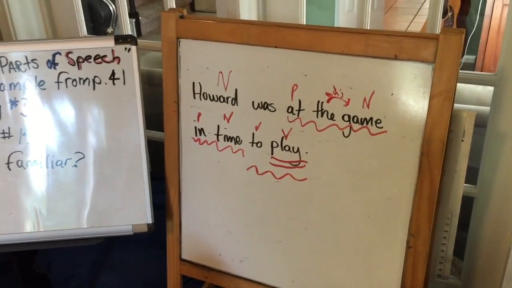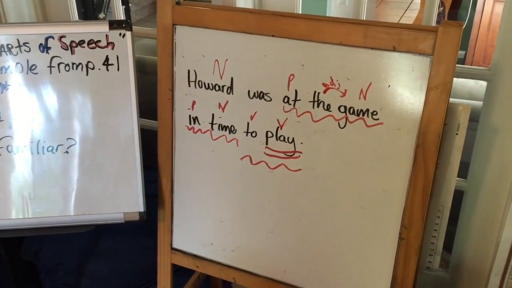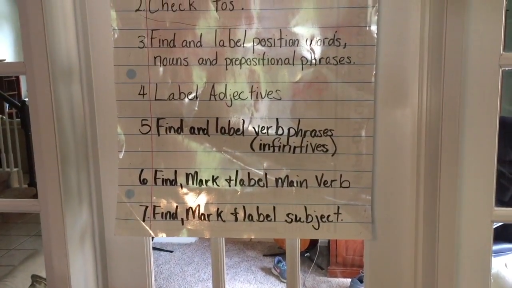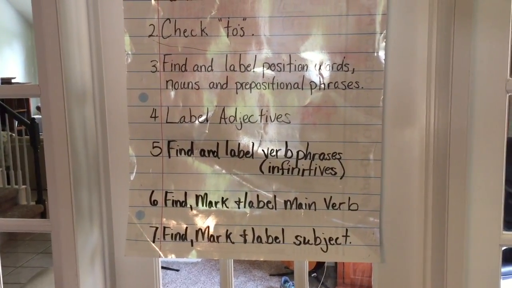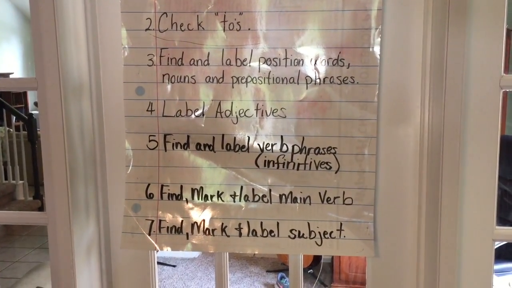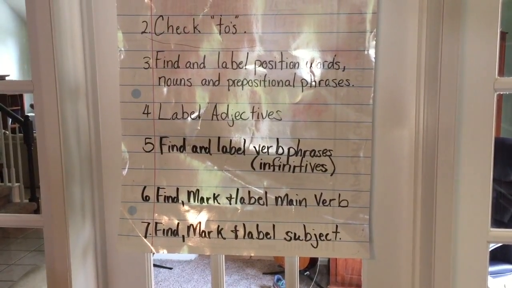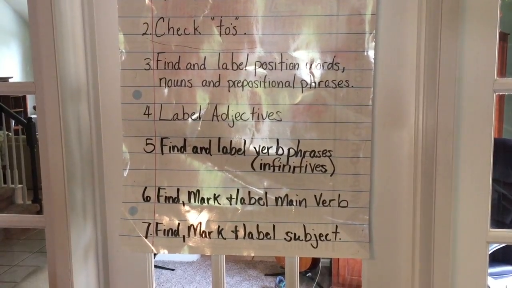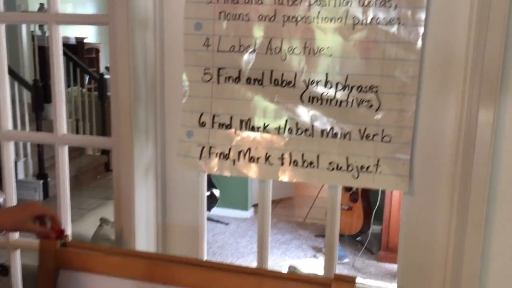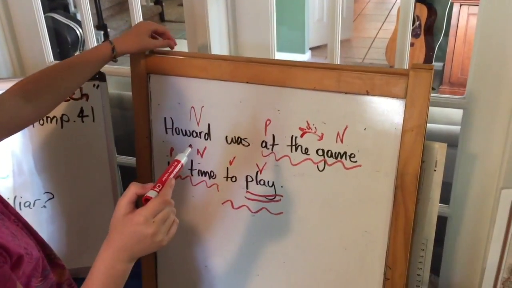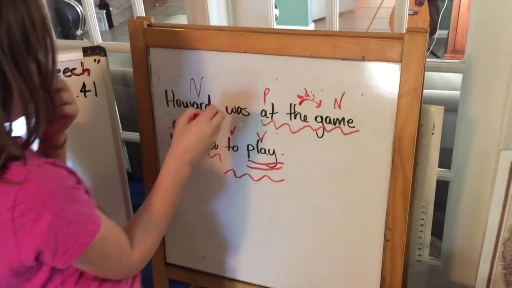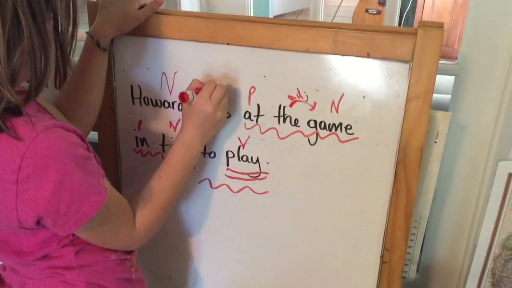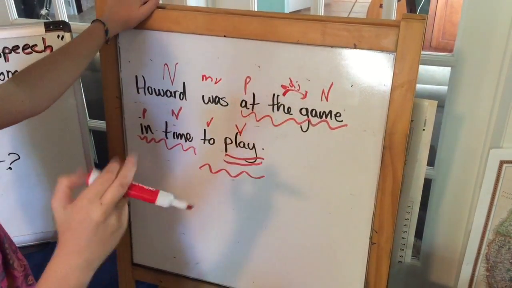Okay. Now, we have one word left, don't we? Step number 6. Find, mark, and label the main verb. What word is left? Was. Remember those state of being verbs that we just wrote down on the board? Was is one of those, isn't it? So I write MV and double underline it.